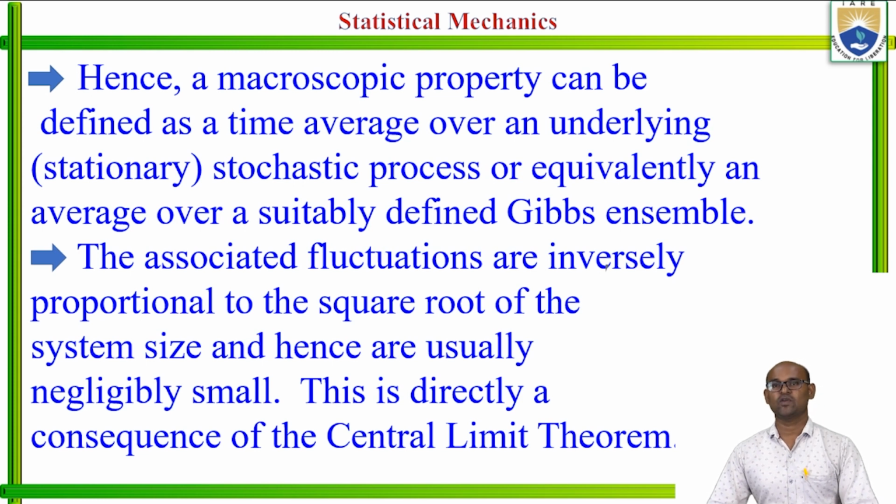The fluctuations associated with these computer simulations, where we collect the ensemble of microstates, are inversely proportional to the square root of the system size, and hence are negligibly small. If you take a larger and larger number of particles in a system, the fluctuations associated with any physical quantity become smaller and smaller. This is a direct consequence of the central limit theorem, which will be discussed in a future lecture.